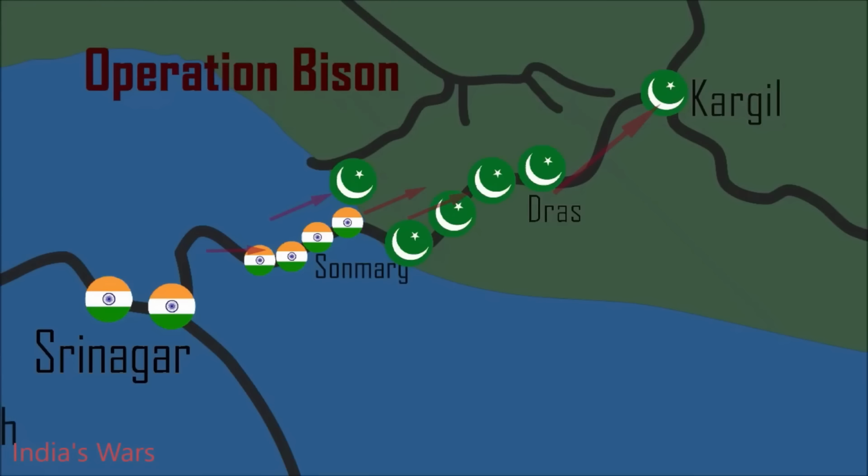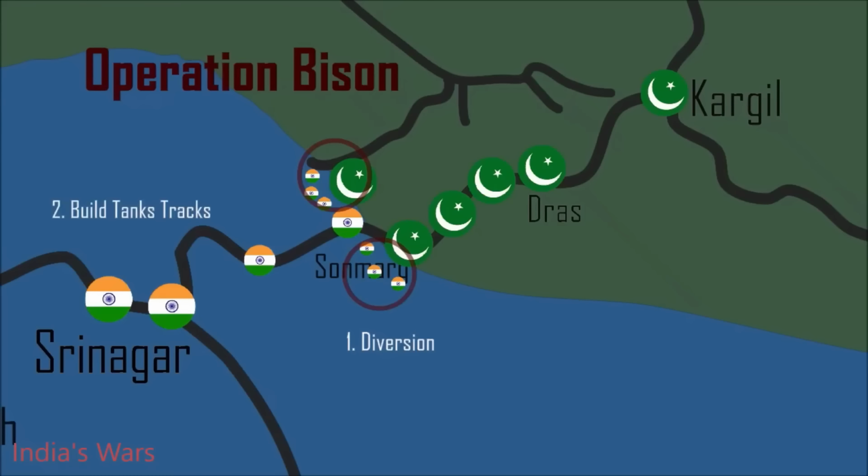The first step for this operation was diversion. In a typical bait and switch style, the Indian side started troop movements and small skirmishes with the enemy as a diversionary tactic. The plan was to focus the enemy's attention on these skirmishes, making them believe that another attack may be coming in at those positions. All the while, the army engineers built the tank tracks into the battlefield.